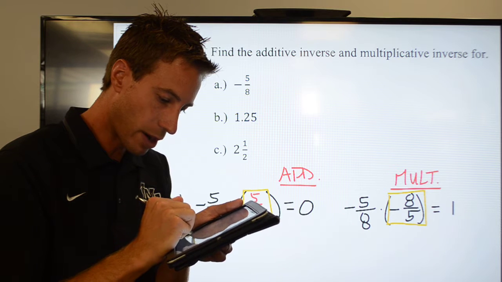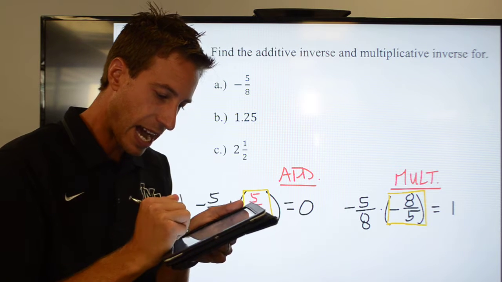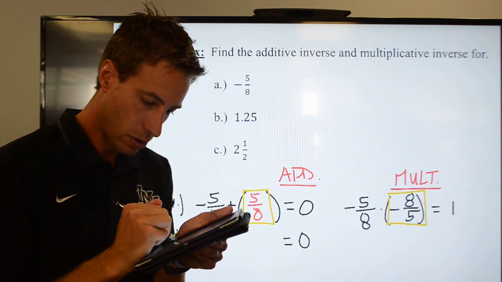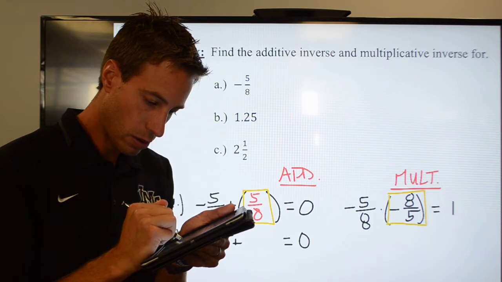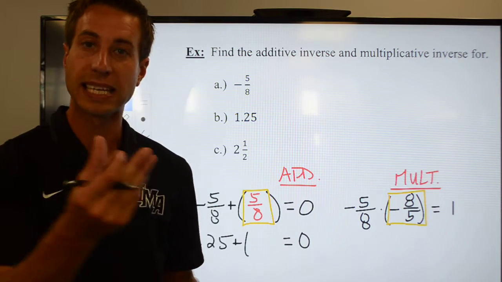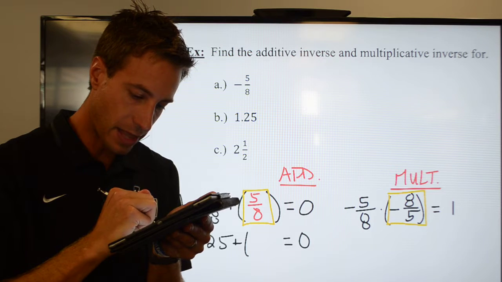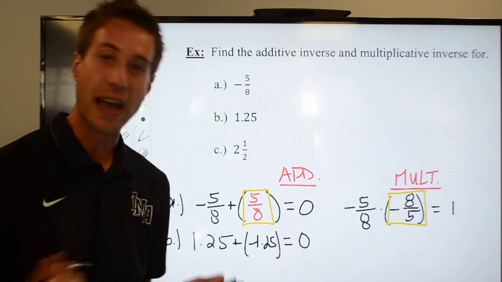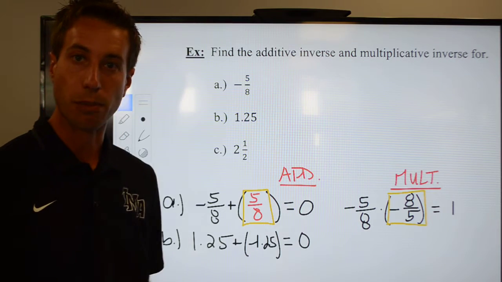If you are given a 1.25 and I need to get a 0, in order to get a positive 1.25 plus a number to be 0, I take the same number, opposite sign, negative 1.25. And that will be my additive inverse, a negative 1.25.